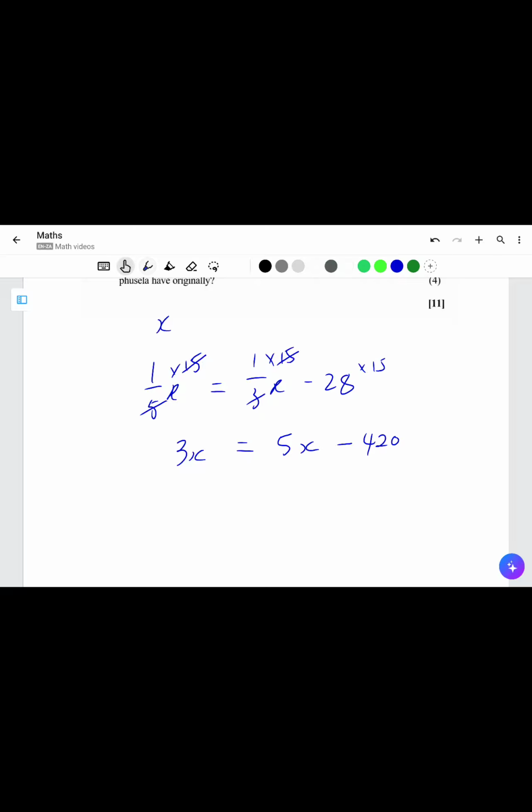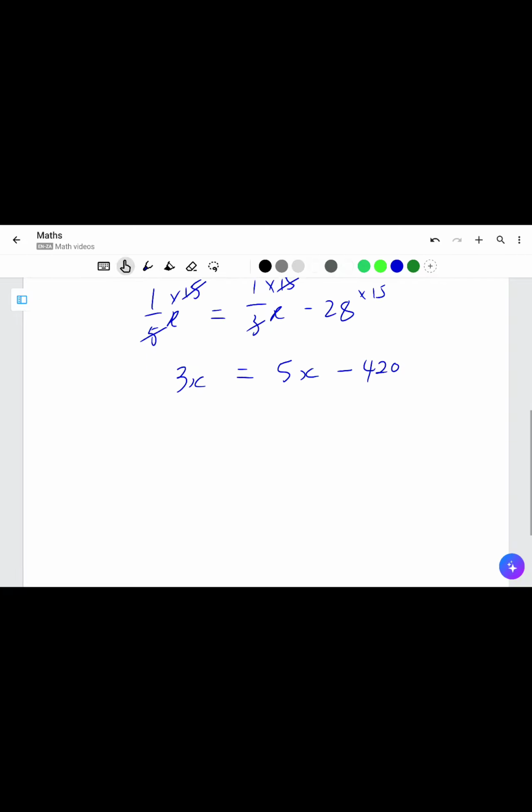Okay, let's move this up here. Okay, so we want to get our x's on one side, right? Because it's an equation with an unknown, so we're going to find the unknown. So we're going to say that 3x minus 5x. So remember, I took the 5 over. It's going to equal negative 420. Alright, so 3x minus 5x is going to give me minus 2x, and that's going to equal minus 420.